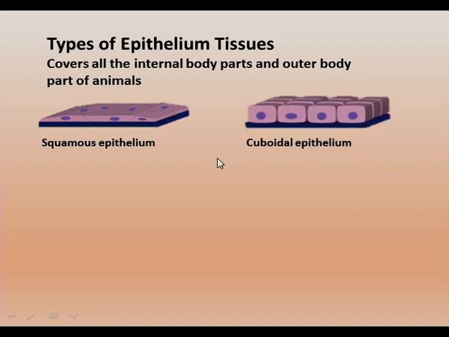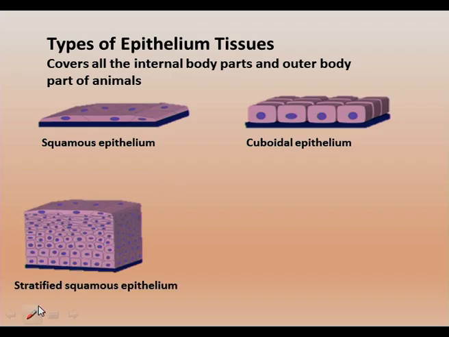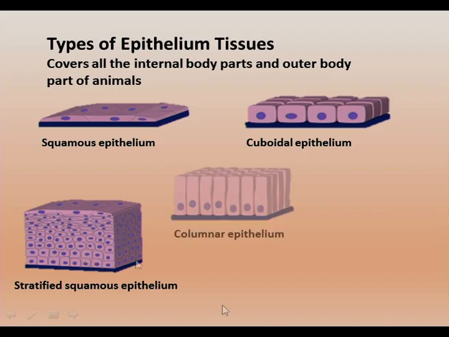Another type of epithelial tissue is cuboidal epithelium. Here you can observe the cells are cuboid in shape. This cuboidal epithelium is seen in the lining of organs or tubules, like in ureters. Stratified squamous epithelium is nothing but squamous epithelium seen in many layers. This type of tissue is seen in skin.